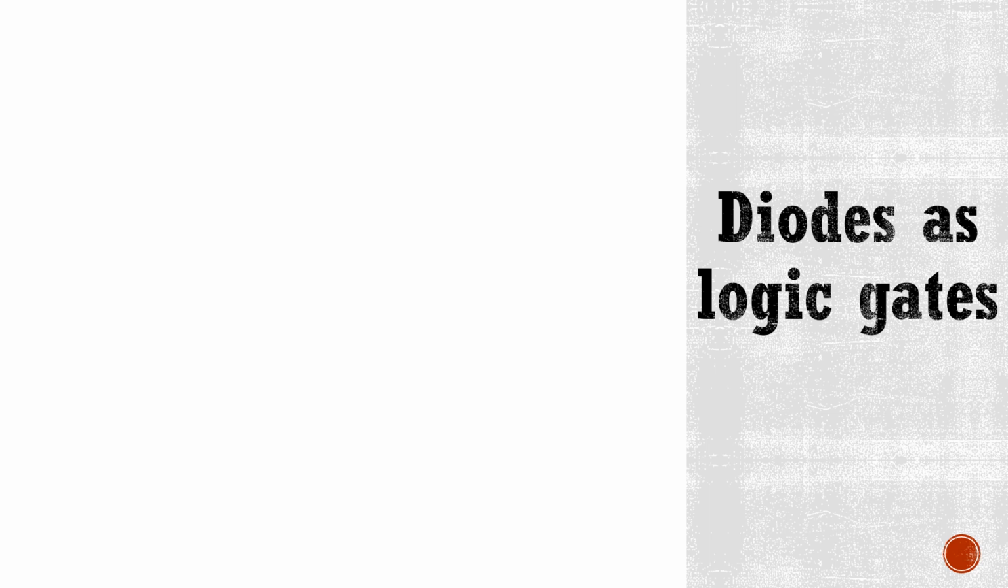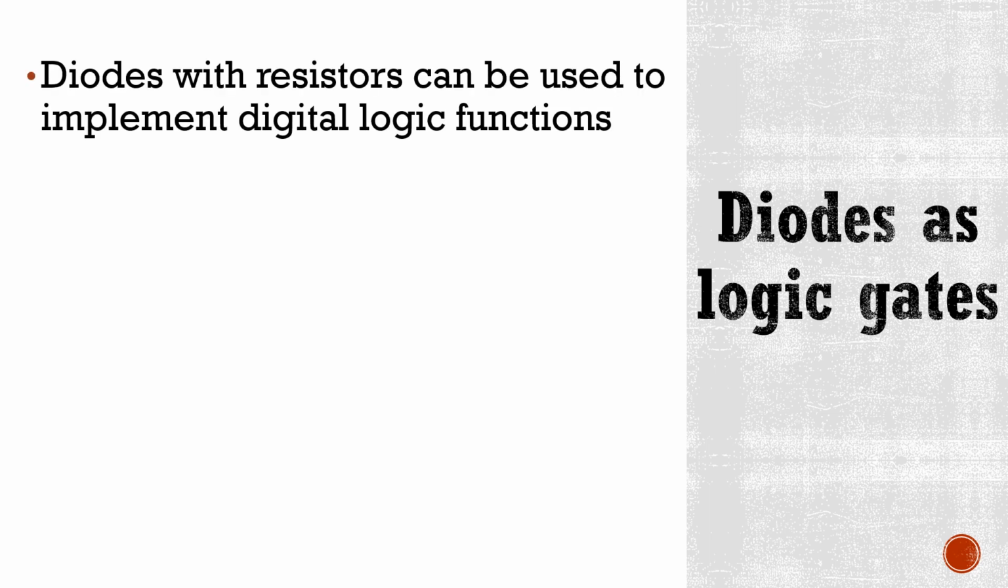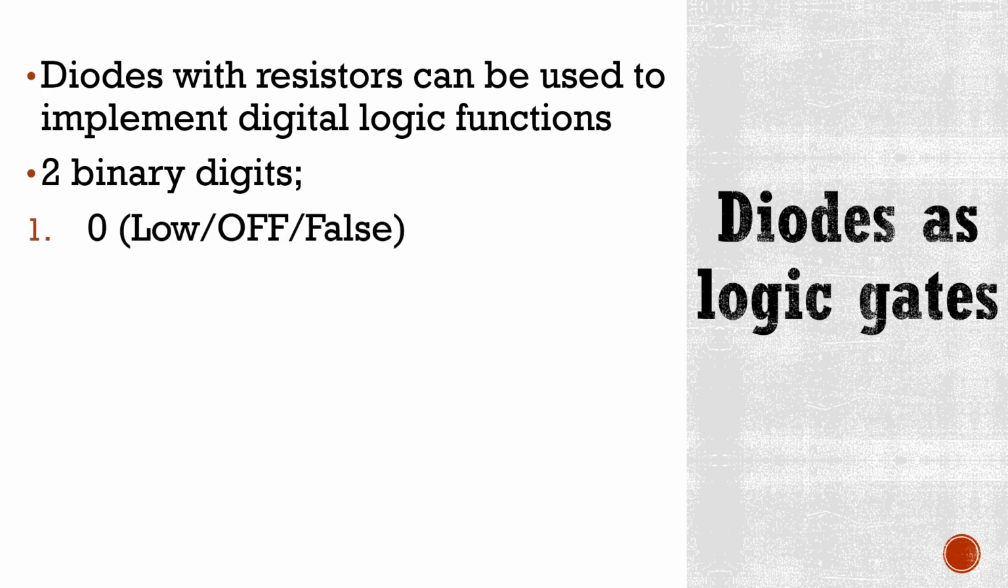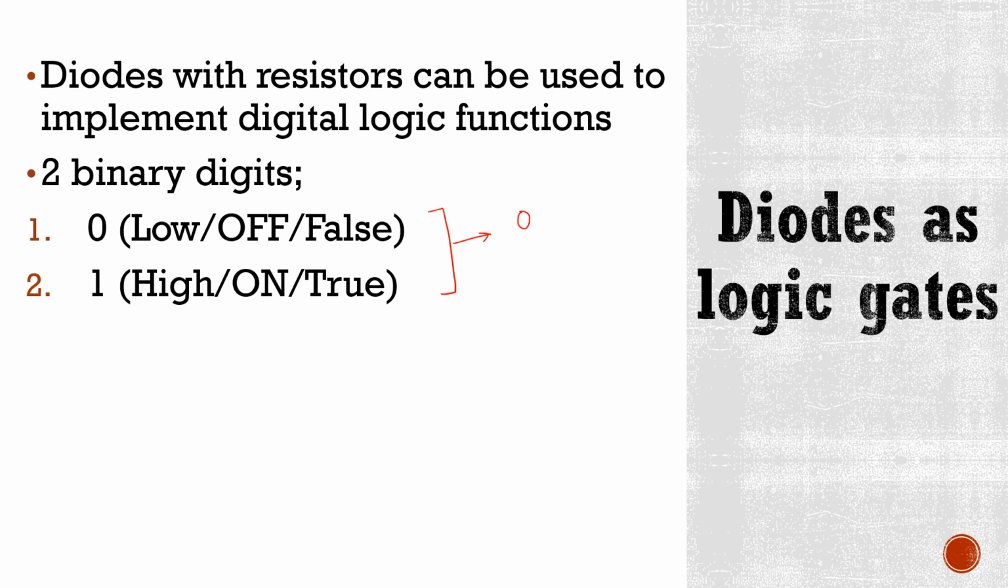Now we will understand application of diodes as logic gates. Diodes with resistors can be used to implement digital logic functions. Now there are two binary digits. First is 0, which means low, off or false, and second is 1, which means high, on or true. It means in binary language only these two digits can be used. They can either be 0 or 1, and there is no other number used in binary language.